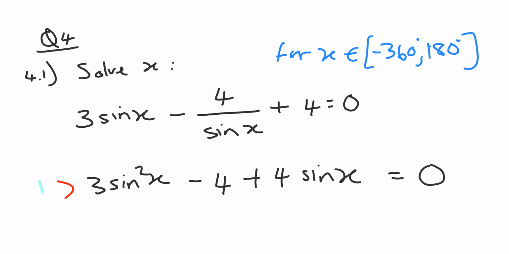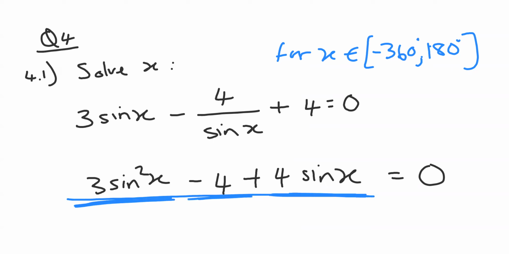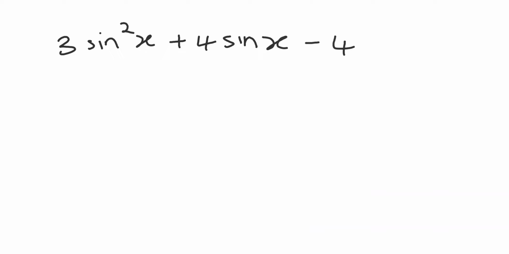Okay. Now I'm just going to rearrange this. I'm going to have this first, then I'm going to have the sine x, and then the number that doesn't have sine. Okay. So I'm just forming a trinomial with these values. Plus 4 sine x minus 4. Okay. Equal to 0. Right.